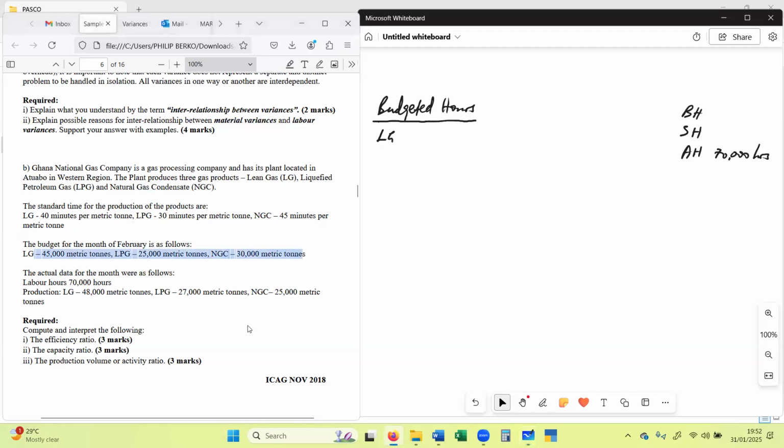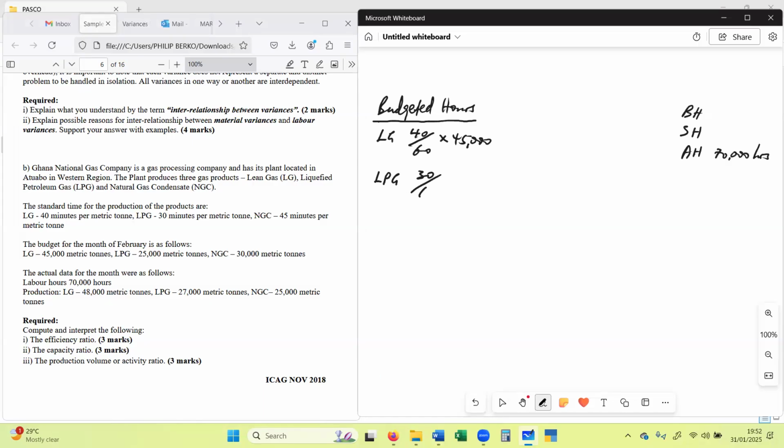So the output. For LG, the standard time is 40 minutes, so we change it to hours by dividing by 60. Then we multiply it by the LG budgeted hours, 45,000. Then we have LPG. The standard time is 30 minutes, so 30 over 60 to change it to hours. Then the budgeted output is 25,000.